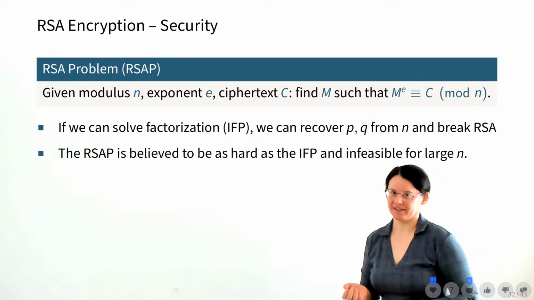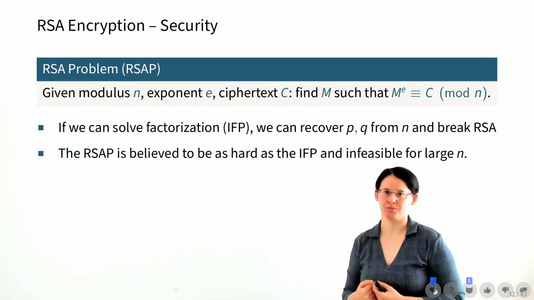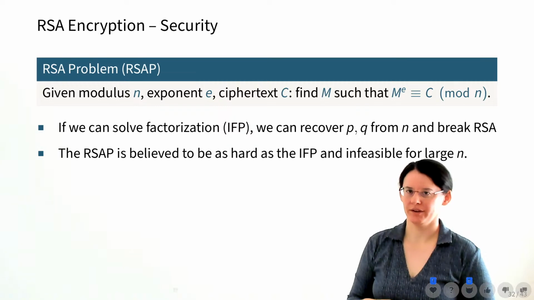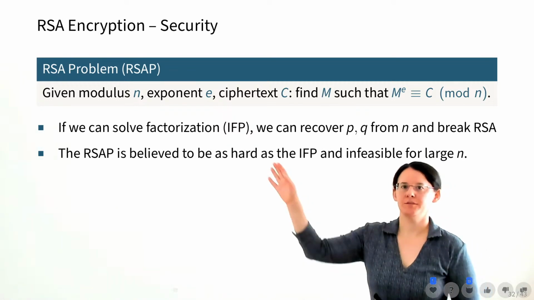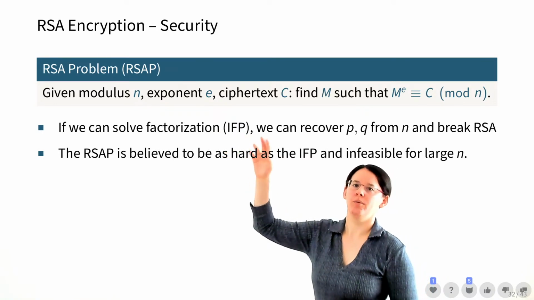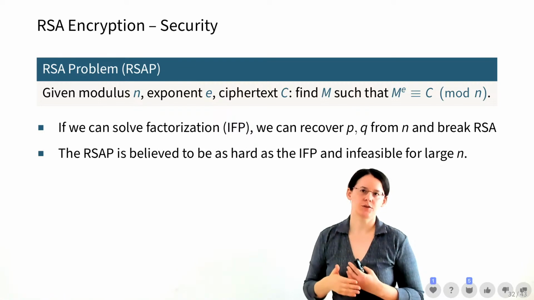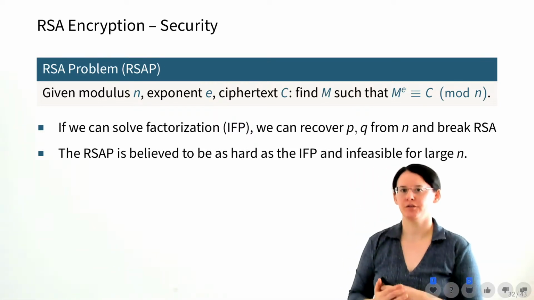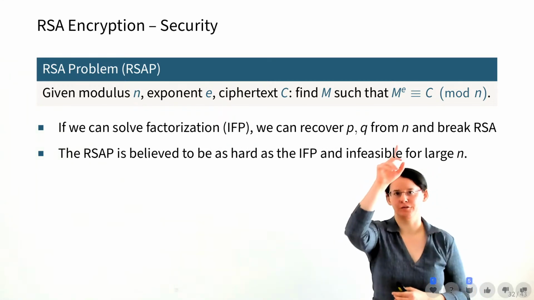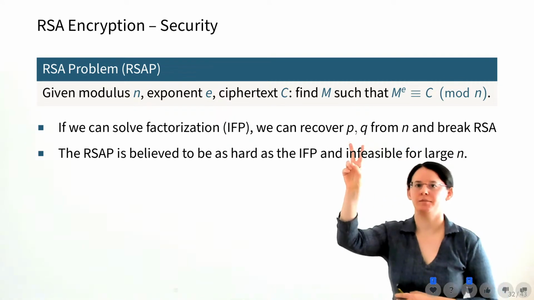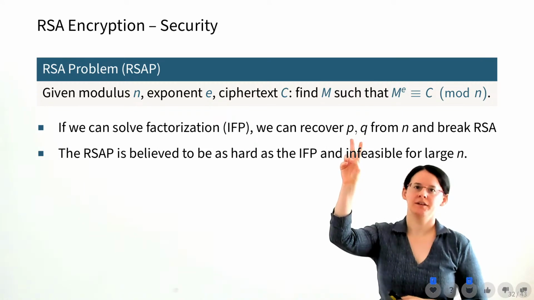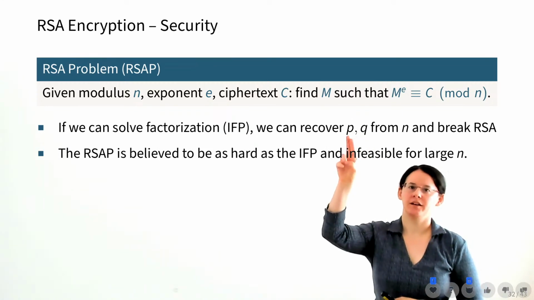Again, we don't know exactly, so we don't have any hardness proof for this problem. But again, the best way we know how to solve it is to recover the private key. And to do that, we need P and Q. So this is why we say the security of RSA is based on the factorization problem. Because if the attacker is so powerful that they can factor N, then they can recover P and Q from N, and then they can recover the private exponent by computing phi of N and inverting E.